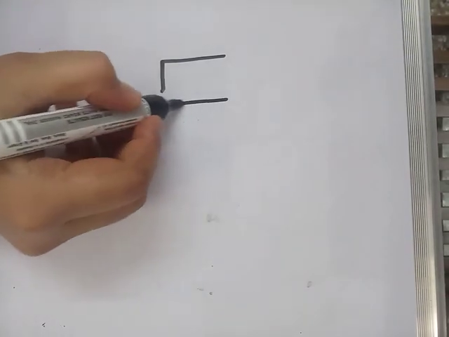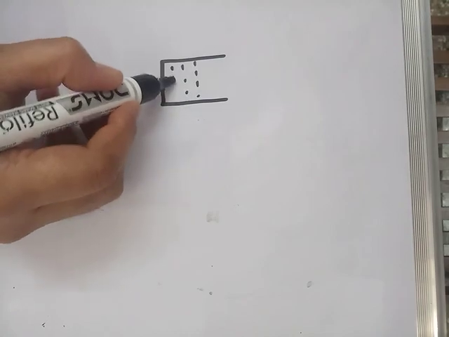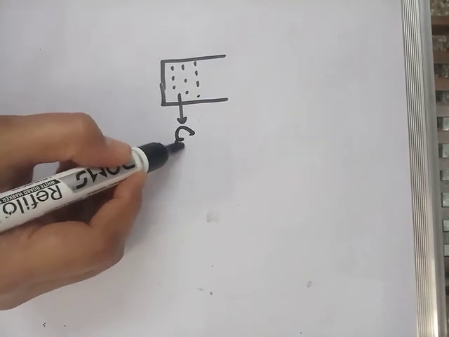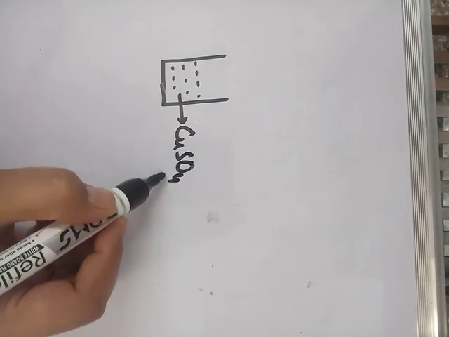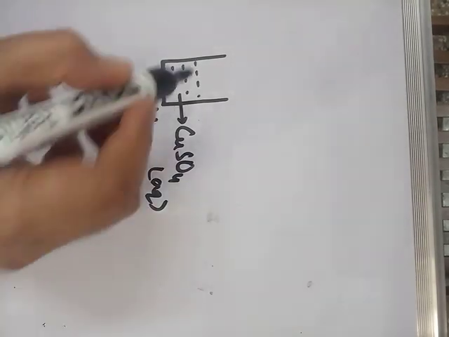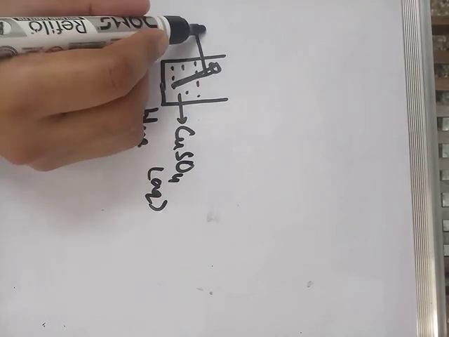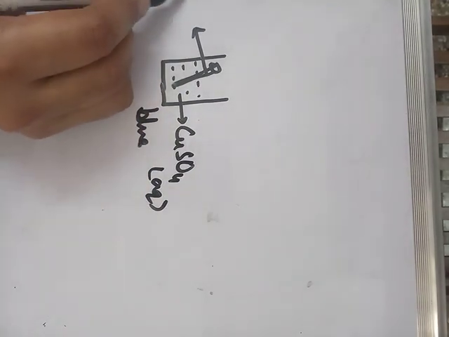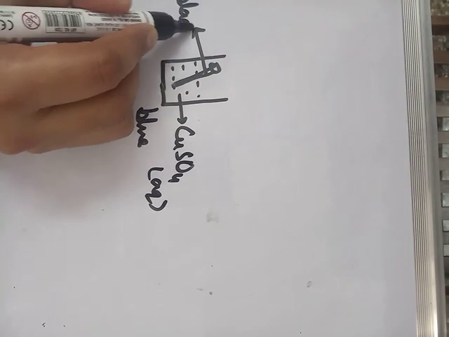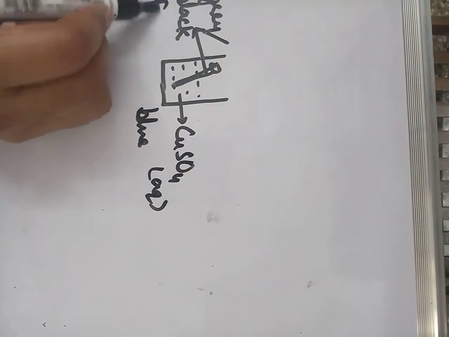In a beaker, we have poured a solution of copper sulfate, which is blue in color. Now we are putting an iron nail in it, and this iron nail, as you know, should be rust free. It is gray black in color. Iron nail.